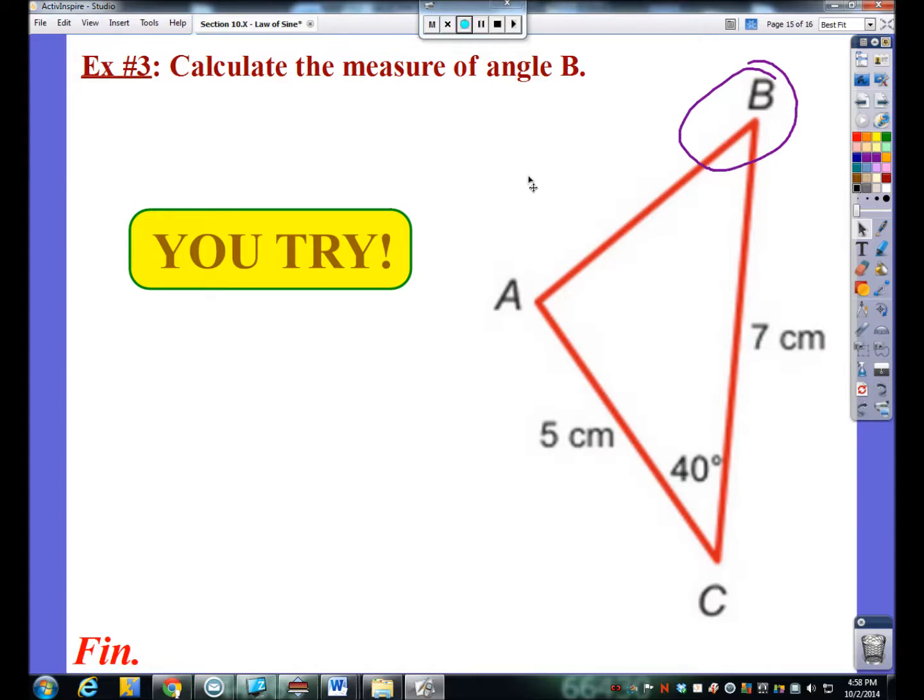And I'll tell you right now, you won't be able to use a law of sines at the first part of this problem. Could you use a law of cosines or law of sines eventually? Maybe, but you definitely cannot use a law of sines at the beginning of this problem. So we'll talk about this tomorrow.